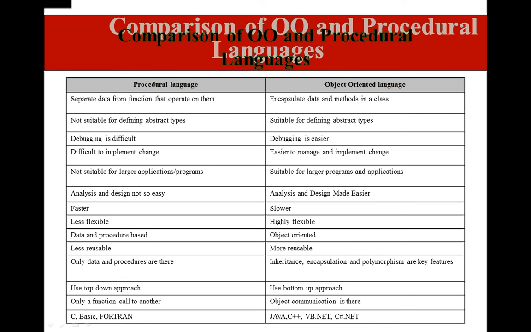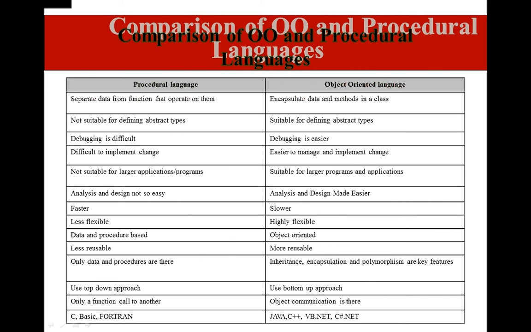And of course, procedural languages are not good for developing large applications, enterprise applications, whereas you can use object-oriented languages for developing enterprise-level applications. And analysis and design is not easy in the case of C, whereas in the case of object-oriented programming, it is easy.